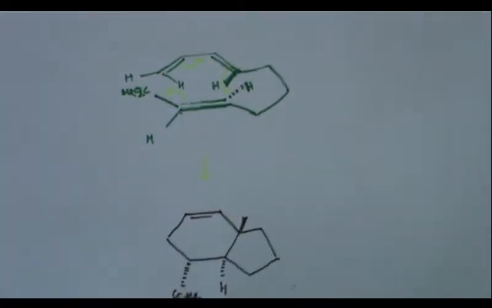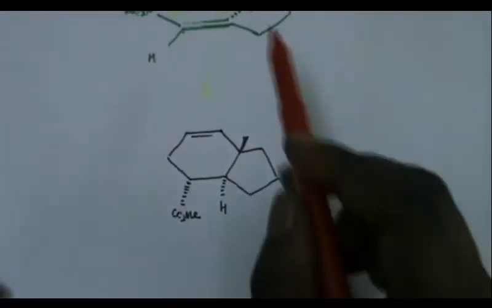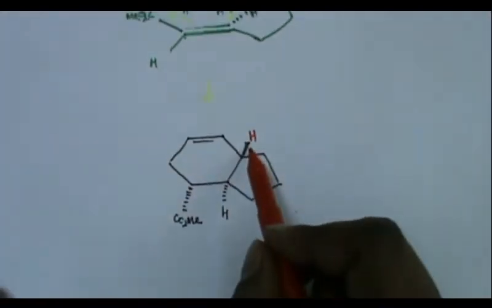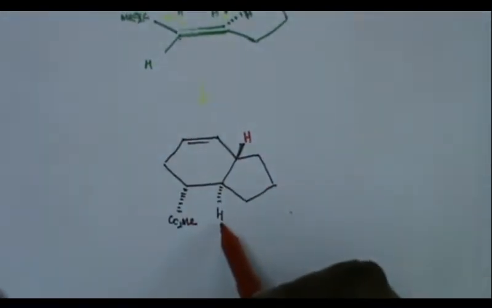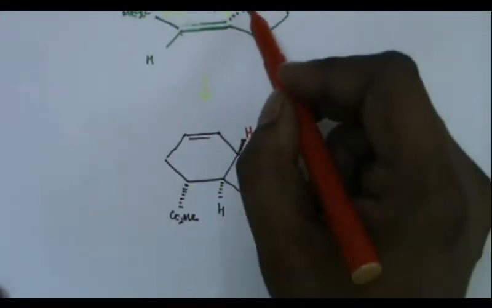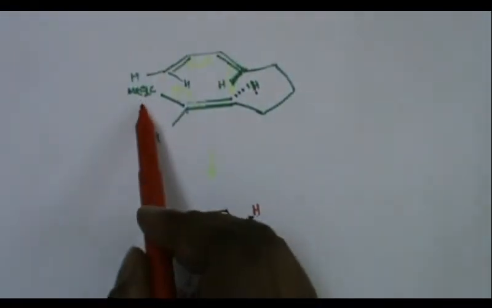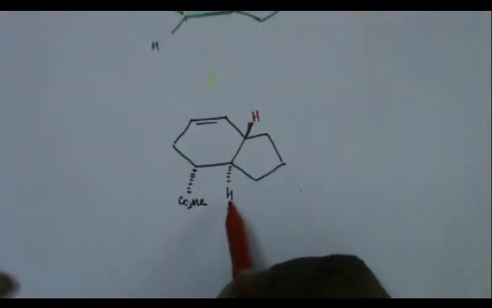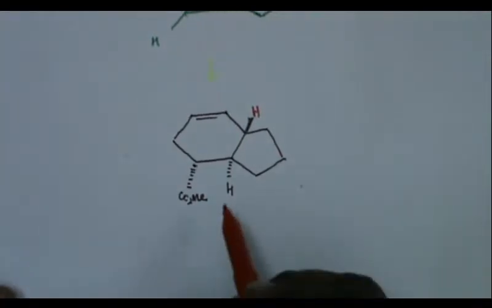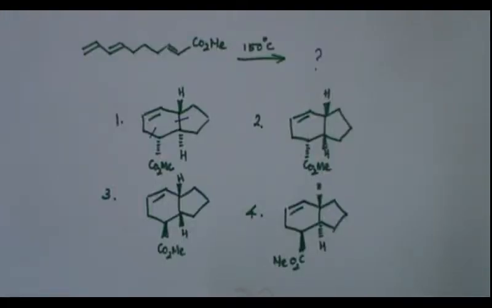That means when they react, I get this product and the two hydrogens, this one and this one, they should be trans. And this hydrogen and the CO2Me, they should be cis. So I should get a product like this. Now let us go to the given option.